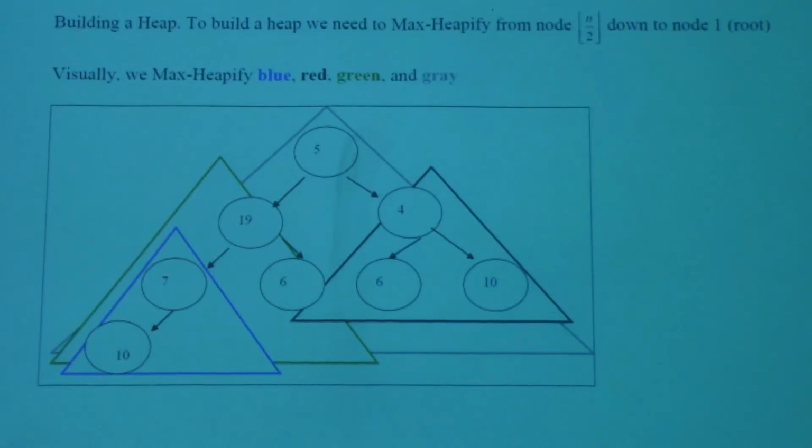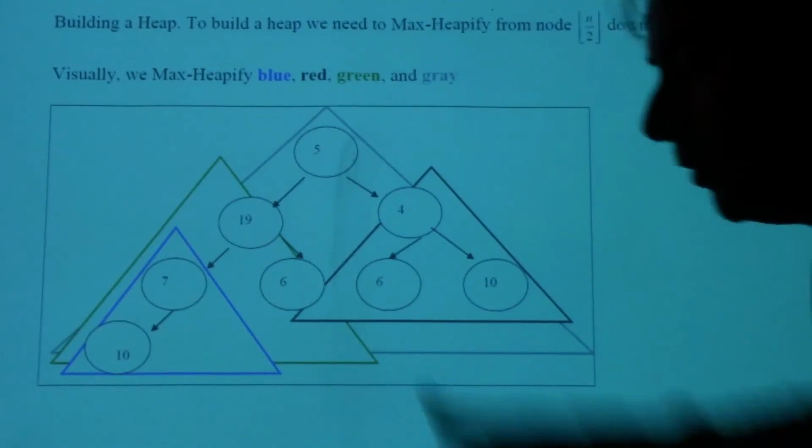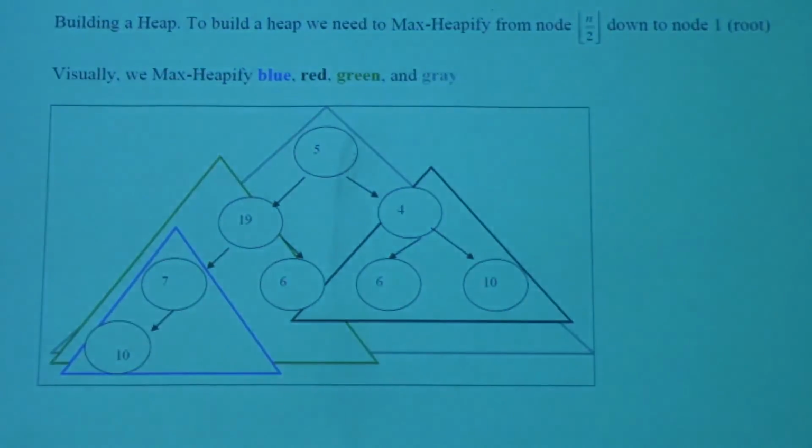Okay, so listen very carefully. If this is the maximum parent, how many children might this node have? 1, but it might have 2.